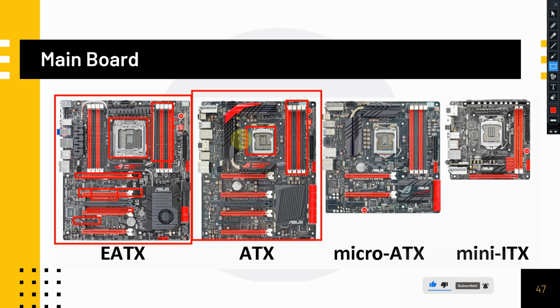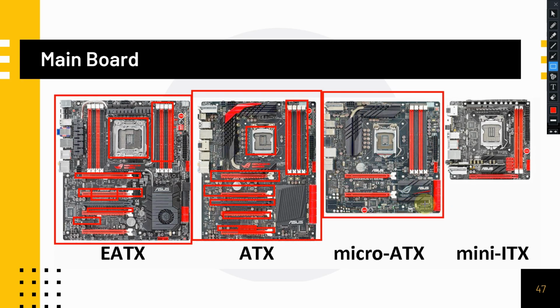And here we have the CPU socket, which is the processor location. I have 1, 2, 3, 4, 5, and 6 PCI Express slots, which belong to graphic cards. Let's cover the next one, micro-ATX. Micro is a little bit smaller, and there are multi-channel RAM slots, and we have the processor, and 1, 2, and 3 PCI Express.